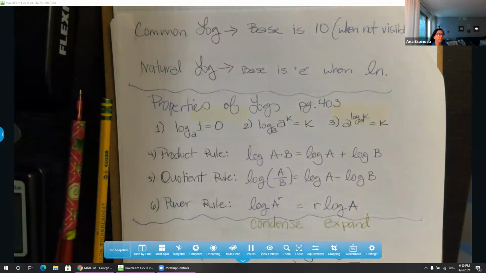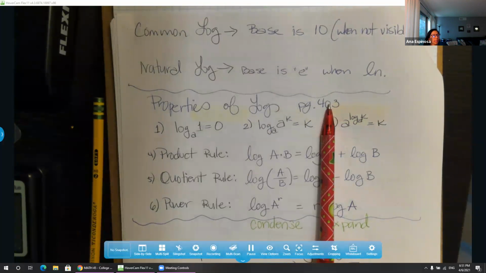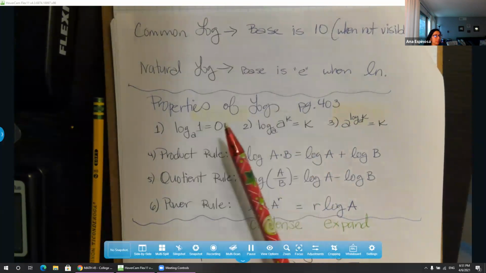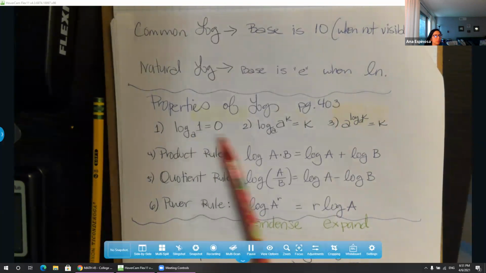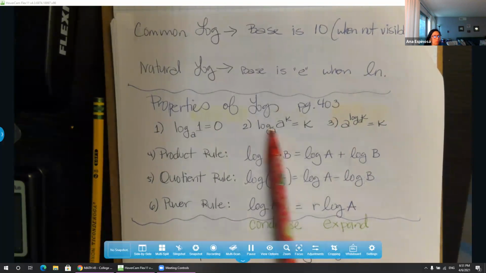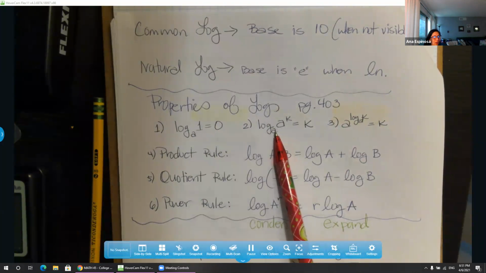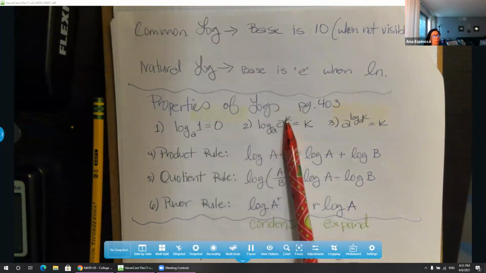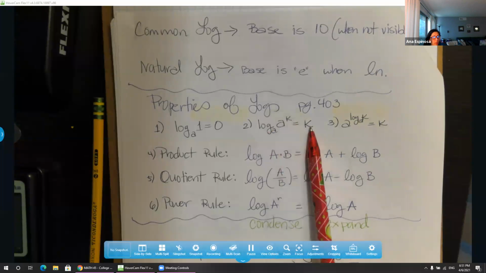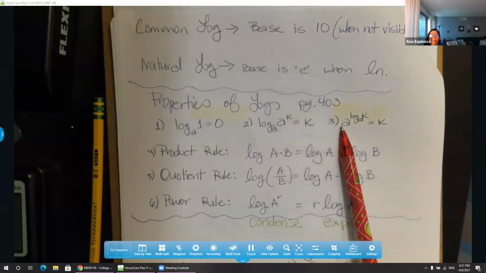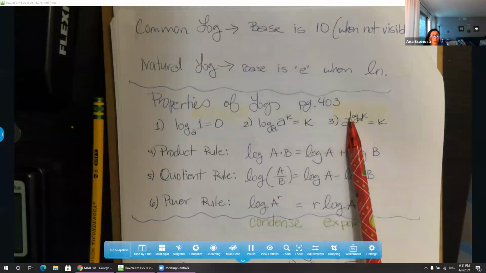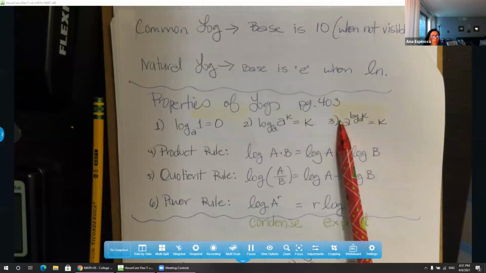We will explain properties of logs, and this should be on this page in the electronic textbook. Here are some properties that you might want to know. Log base a of 1 is 0. Log base a of a to a power k, these cancel, giving you k. If you have a to a power that's log base a of k, that also cancels, giving you k.